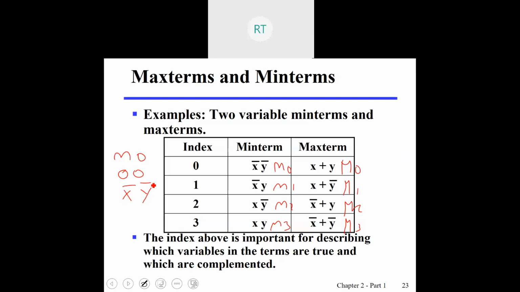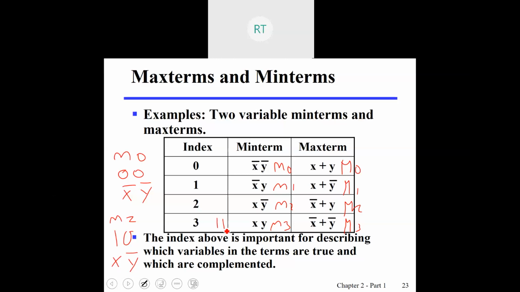Let's do another example, and I need your help. How about M2? Who is helping? Carmen? M2. How would you write number 2 in binary? Number 2 in binary, okay, 1, 0 actually. How do you write this in min terms? 1, it means I have an X. 0, it means I don't have a Y. Right? Do you have examples? So what about number 3? It is actually 1, 1. You agree? It means I have an X, I have a Y.